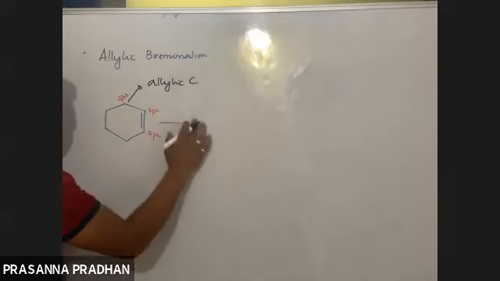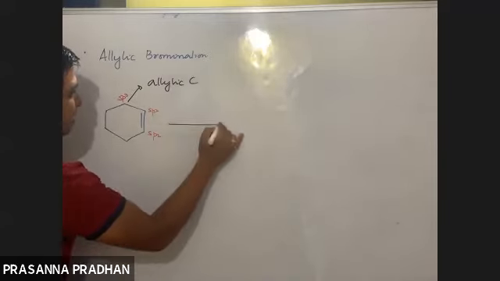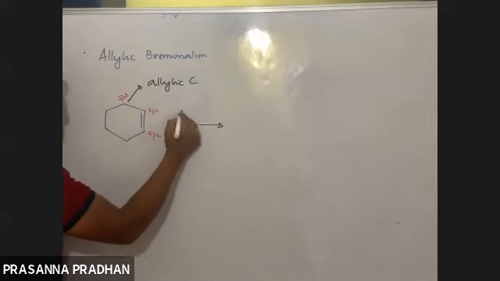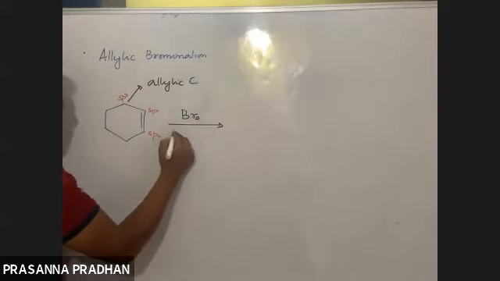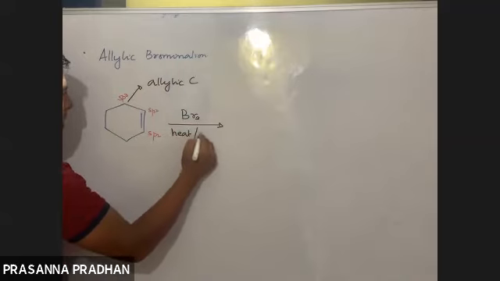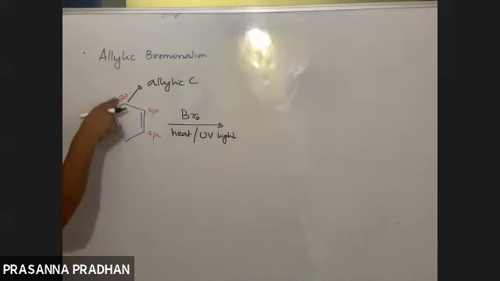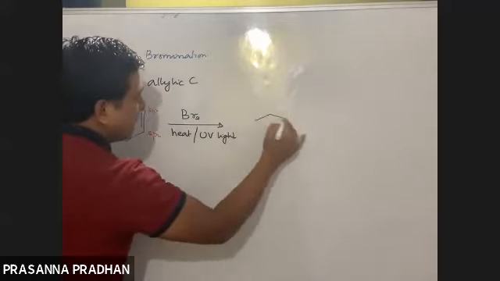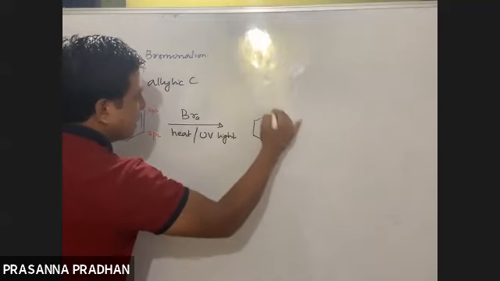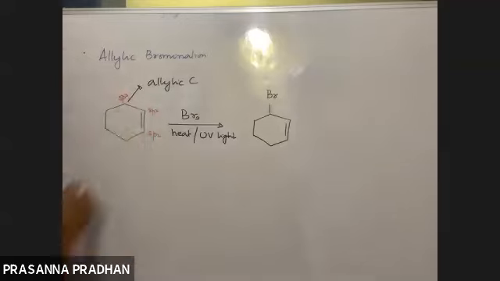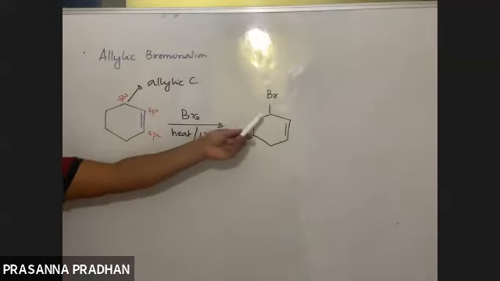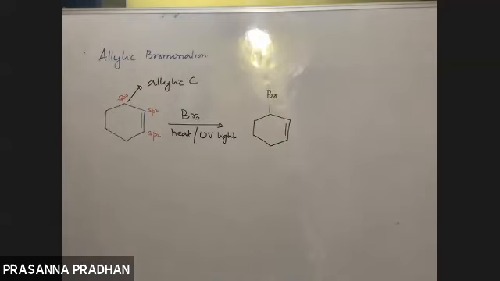When compounds containing allylic carbon are treated with bromine in the presence of heat or UV light, what will happen out here? Which is the allylic carbon here? There are two hydrogens out here. So one of the allylic hydrogens will get substituted by bromine. The substitution is taking place at the allylic position, so this is known as allylic bromination. You just write it down out here.